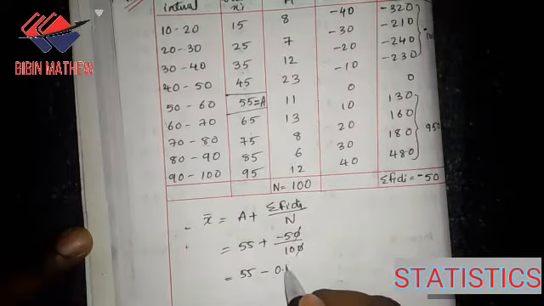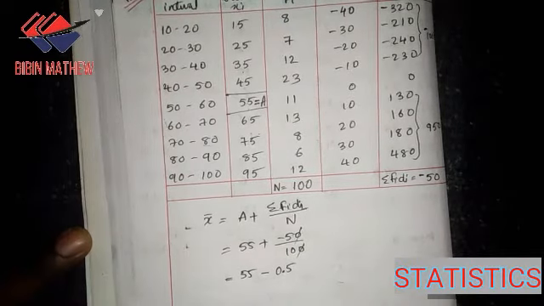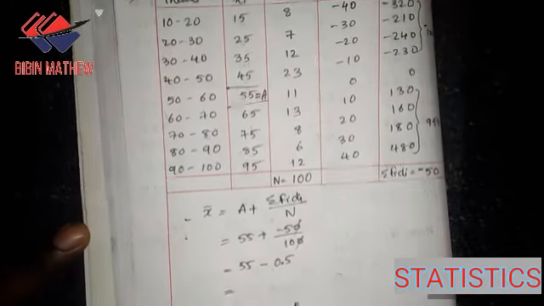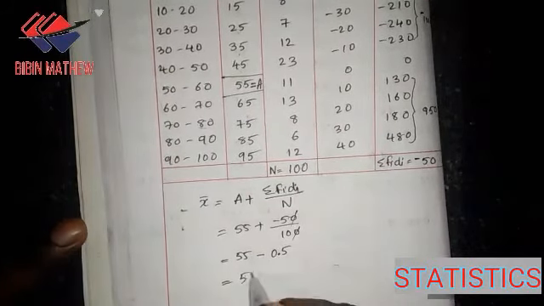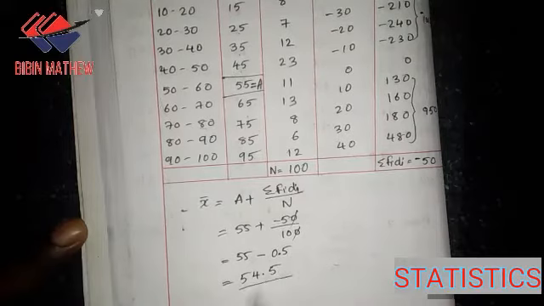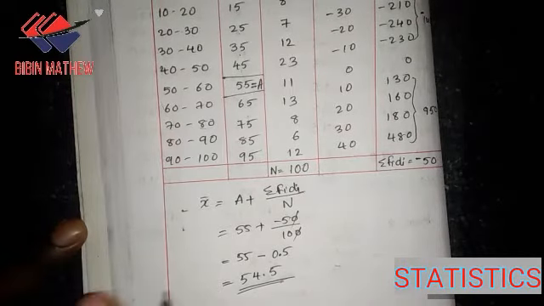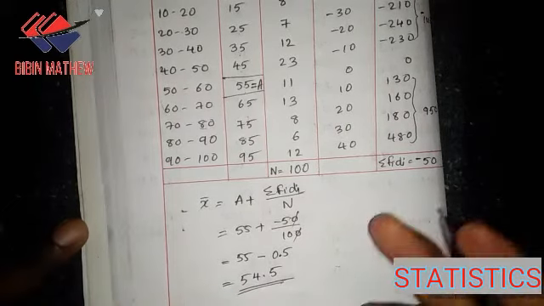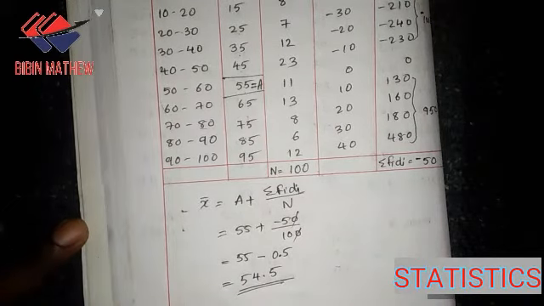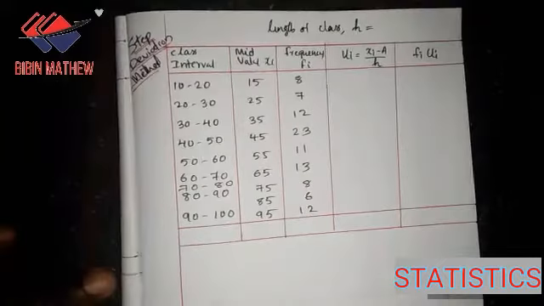5 by 10 is 0.5. So now 55 minus 0.5 is 54.5. This was the same answer which you got when you did it using the direct method. So the same answer you got, 54.5. Now let us go to the third method, which is what we call the standard deviation method.